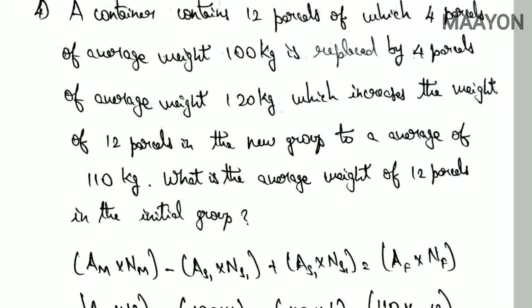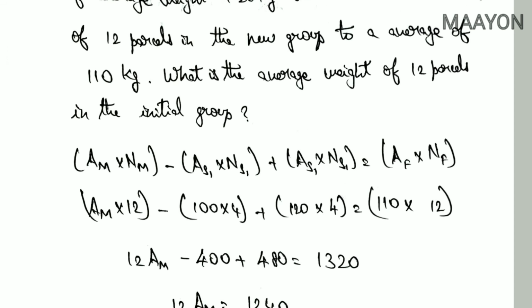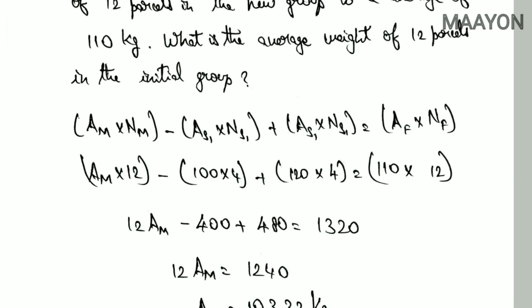Let's first frame the equation. Here the main group is 12 parcels and it is replaced by subgroup 1, that is average weight 100 kg, subgroup 2, 4 parcels of average weight 120 kg, and the new group has average weight 110 kg. Average of the main group into the number of terms in the main group, subtracted by the average of subgroup 1 into the number of terms in subgroup 1, plus the average of subgroup 2 into the number of terms in subgroup 2, equals the average of the final group into the number of terms in the final group.